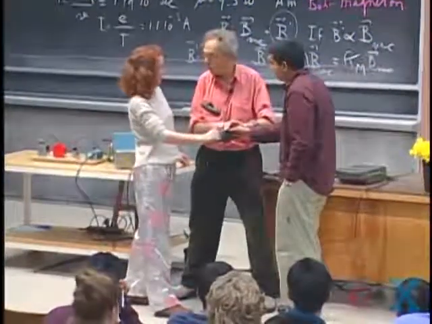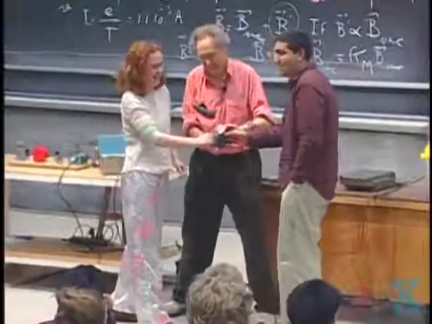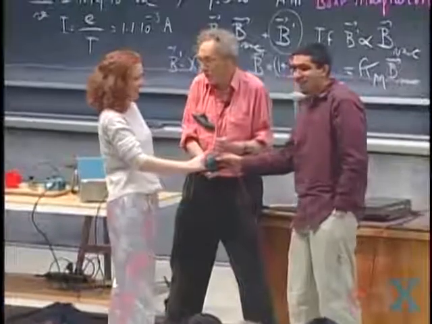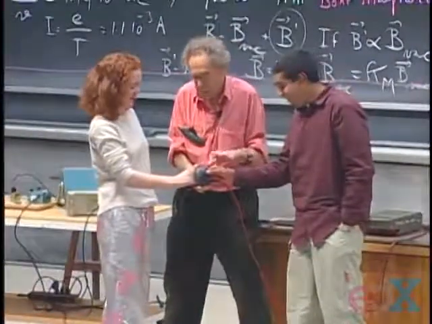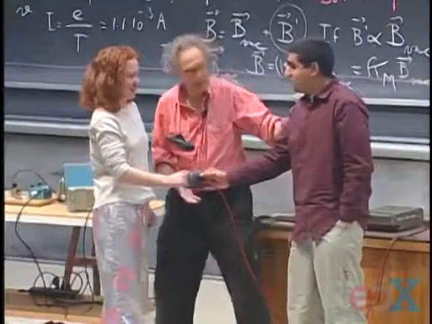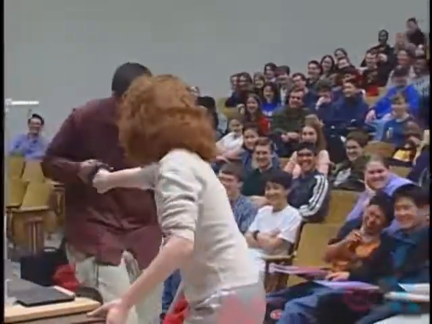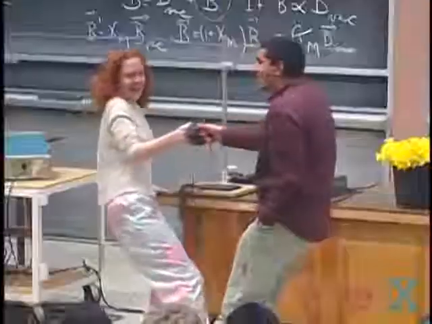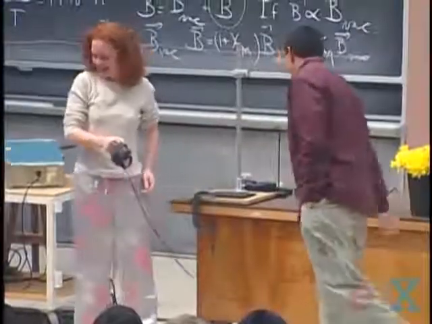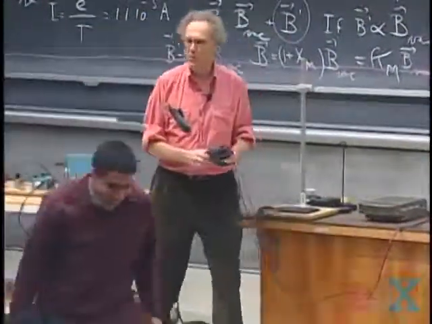Because suppose the current stopped running all of a sudden. It's possible, it's MIT, right? Anything can happen. Then, of course, it's no longer a strong magnet. It's only a strong magnet as long as the current is running through the solenoid. So you secure yourself too. Okay, 3, 2, 1, 0, go. Don't worry. I knew that in advance, but thank you very much. Very kind of you.